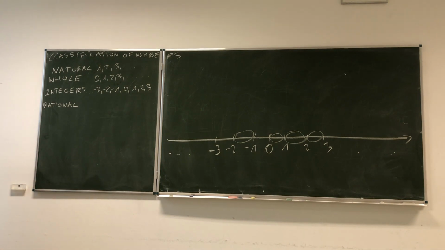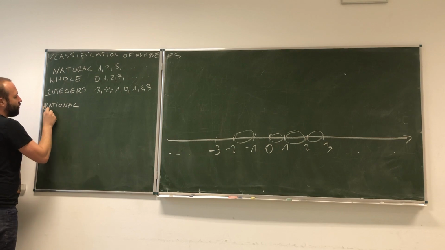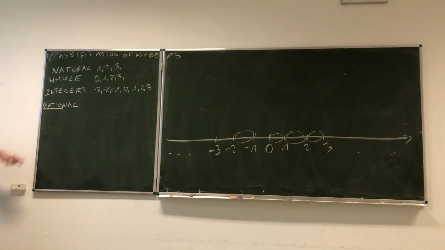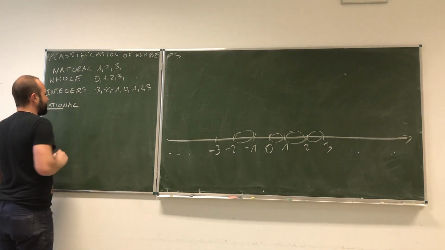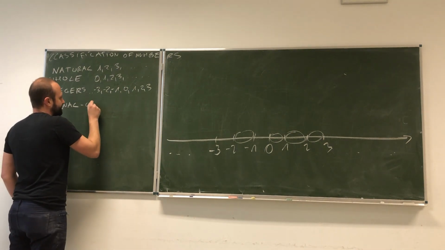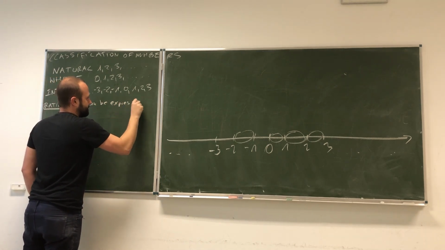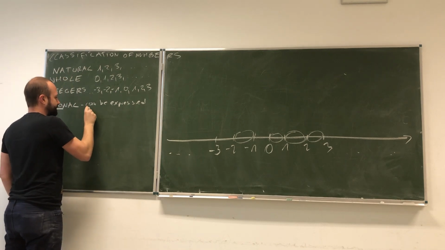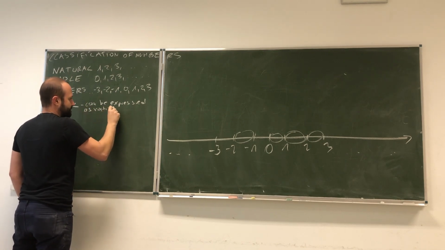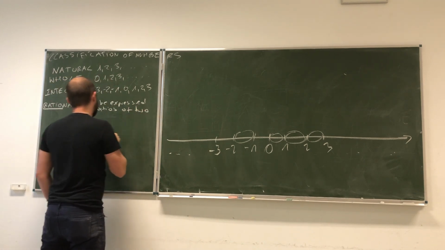Look, rational numbers, from the root of the word rational, which is ratio, we can conclude what they are. Rational numbers are numbers that can be expressed as ratios of two integers.